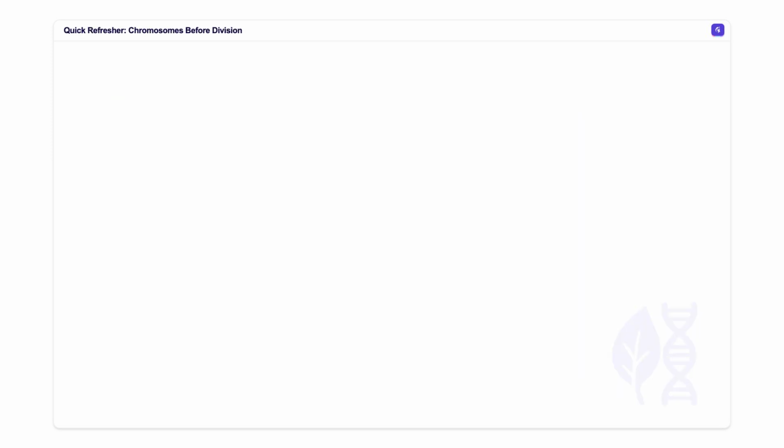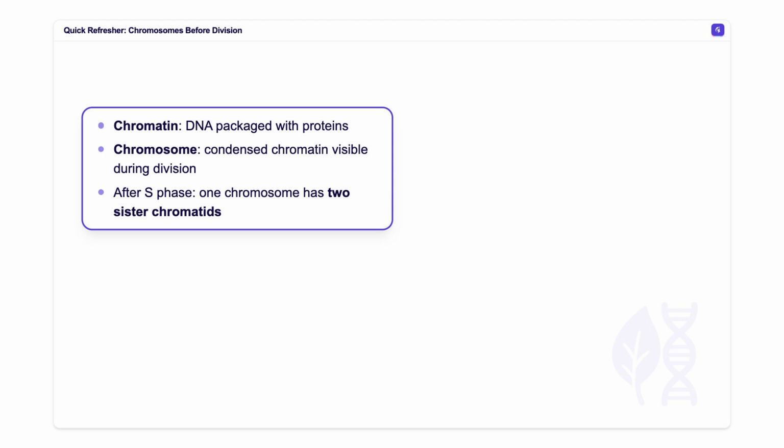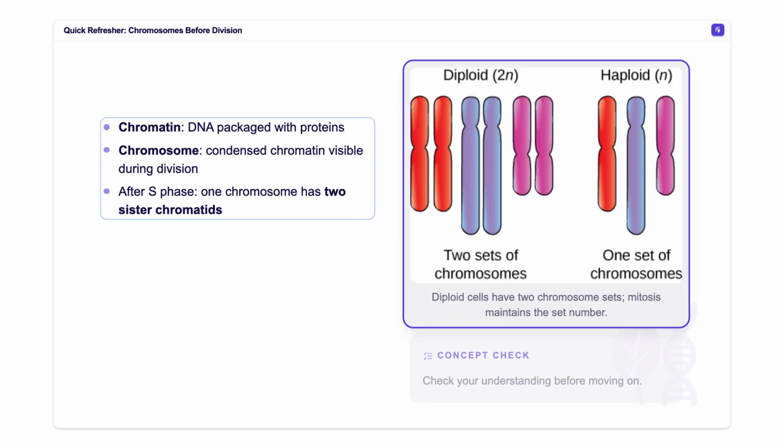Before we talk about S phase and mitosis, let's lock in the chromosome vocabulary you'll need. The big idea is that DNA changes how tightly it is packaged, and that packaging affects what we can see during cell division. Chromatin is DNA packaged with proteins. When that chromatin coils up tightly for division, we call the condensed structure a chromosome. After DNA replication in S phase, one chromosome is not just one strand-like piece anymore. It consists of two identical sister chromatids, meaning two copied halves of the same chromosome. Those sister chromatids stay attached at a region called the centromere. They remain connected there until mitosis separates them into different daughter cells.